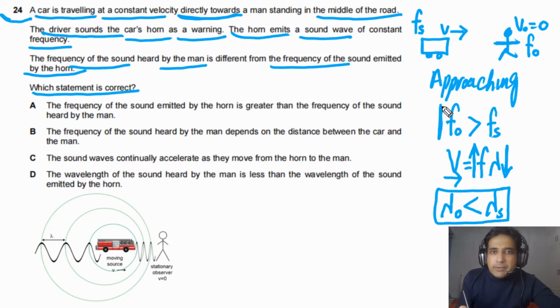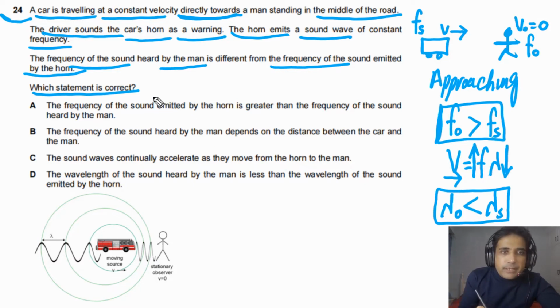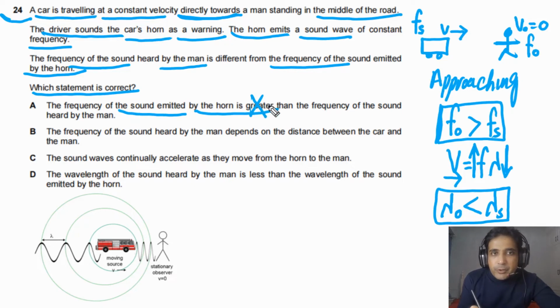Now we have an understanding of these two things, meaning how frequency will change and how lambda observed will change. So we can find the answer. "The frequency of the sound emitted by the horn is greater." This one is wrong because this frequency will be lower. So option A is not the correct answer.